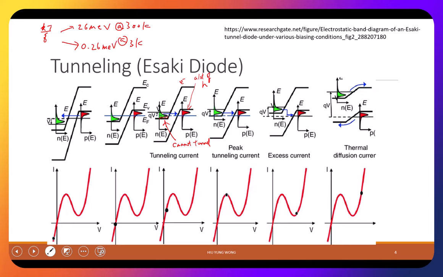So what is the Esaki diode? First of all, look at this band diagram. Do you know how to draw a band diagram? At least you need to understand how to draw a diode. If you cannot do that, you cannot be an electrical engineer. So on the left, this is the Fermi level. Can you tell me what is on the left, what is on the right? I mean, what type of doping is on the left? What is a diode, by the way? What junction do you have? P-N junction. Which one is on the left, P or N?